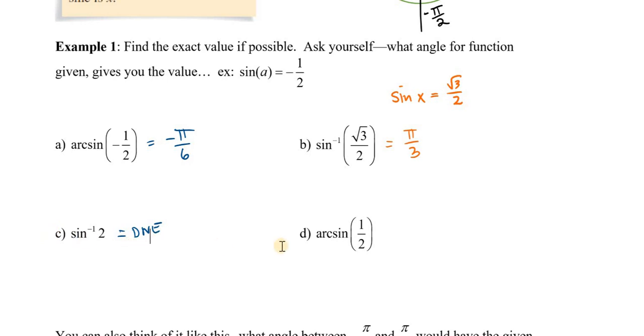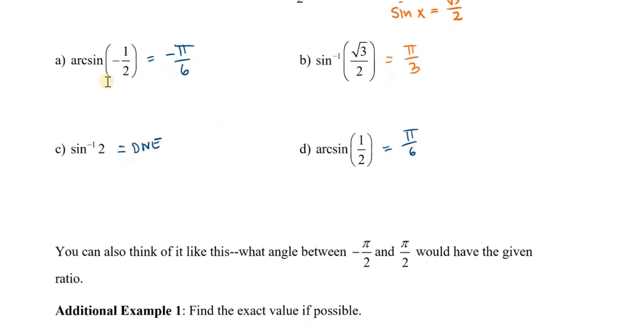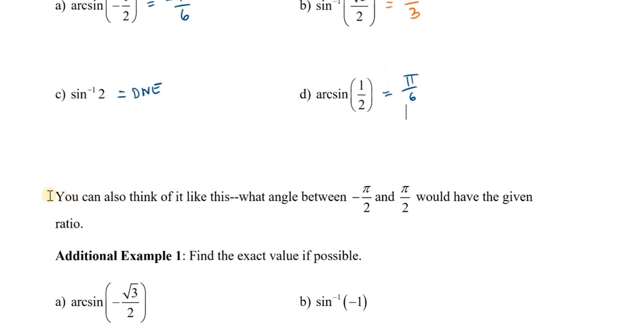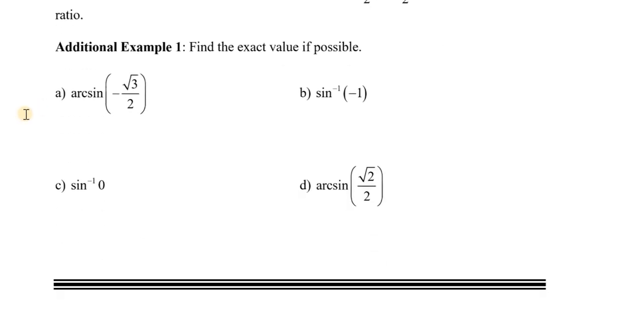And now, finally, for part D, we want the arcsine of 1/2. We actually kind of already came across this when we did part A, and we know that the inverse sine of 1/2 is going to be equal to pi over 6. Cool. You can also think of it like this. You're asking yourself what angle between negative pi over 2 and pi over 2 would give you that particular ratio, like 1/2.